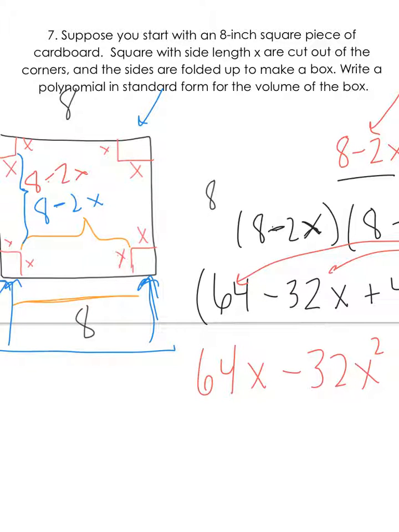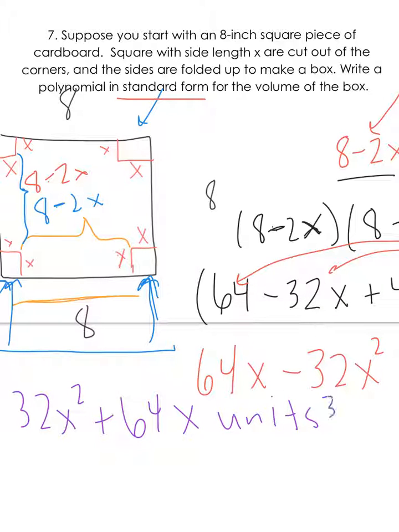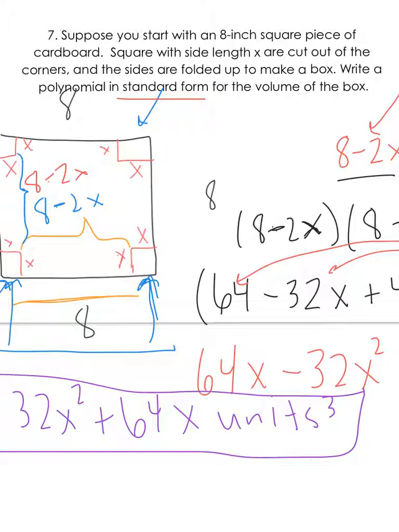And then the directions also stated to write the answer in standard form. So I'm going to flip a couple things because I know standard form is highest degree to lowest degree. And I get 4x cubed minus 32x squared plus 64x units cubed, because I found volume of that box.